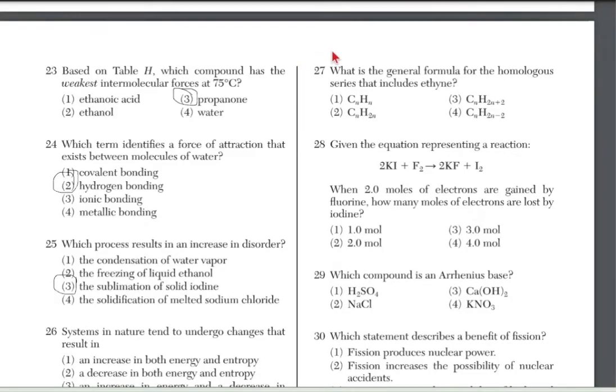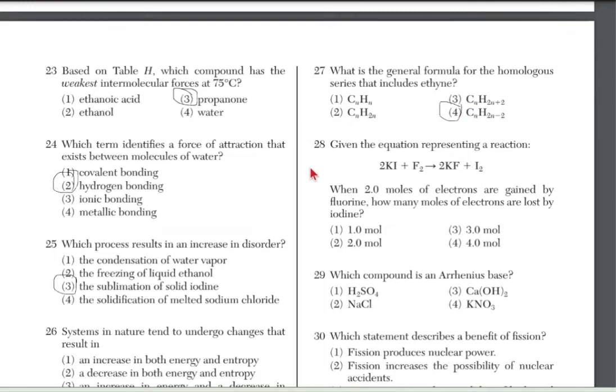What is the general formula for a homologous series that includes ethane? If you go to Table Q, you'll see that for the alkanes, the general formula is CnH2n+2, and ethane is a part of the alkane series, making its general formula also CnH2n+2, so the answer is 4.